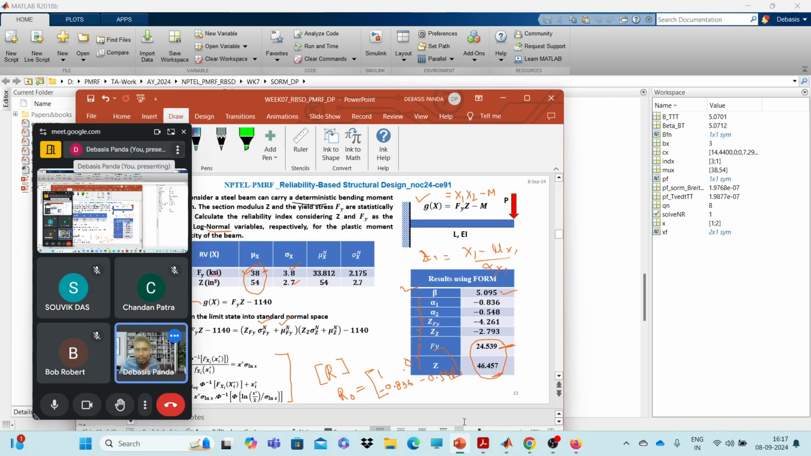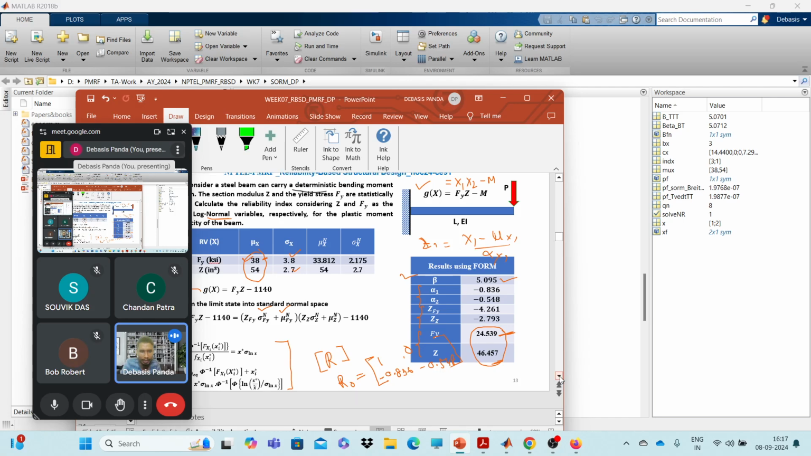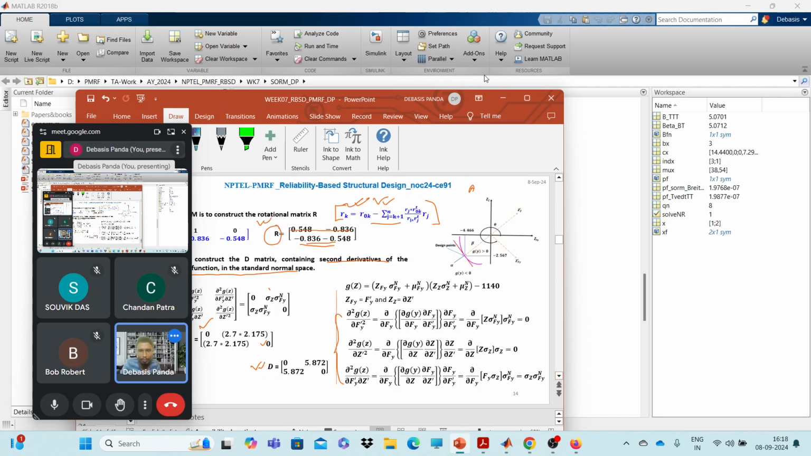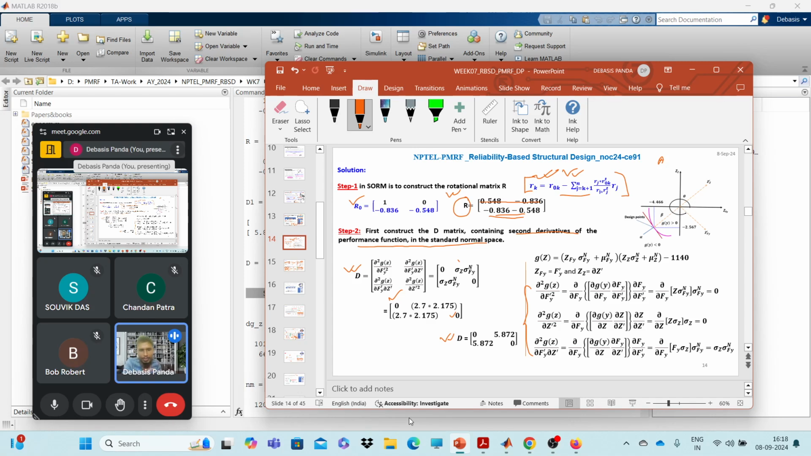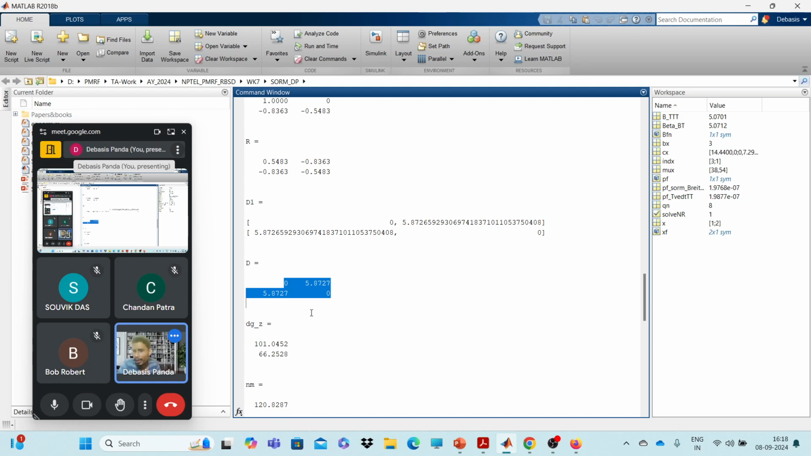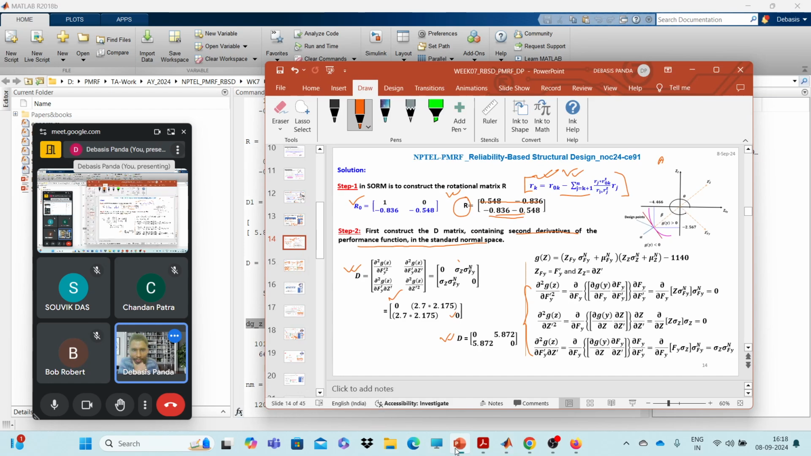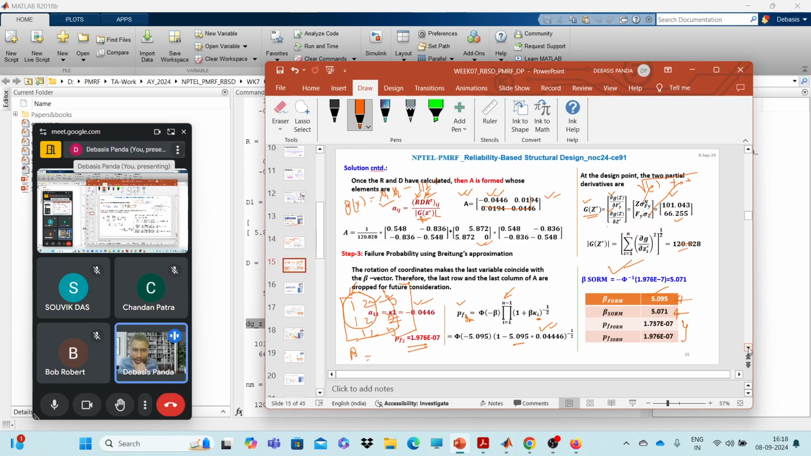So look, the D matrix, whatever we are getting here, is similar to this: 0.57, 5.878, 5.878, and look at this D value, 5.78, 5.78. Now this is nothing but the gradient vector of g with respect to z. That means you don't need to differentiate by hand. 101 and 66. Look, we are getting this. So the D matrix we already have here, and this gz star 101 and 66. It has done the first derivative and given me the vector.